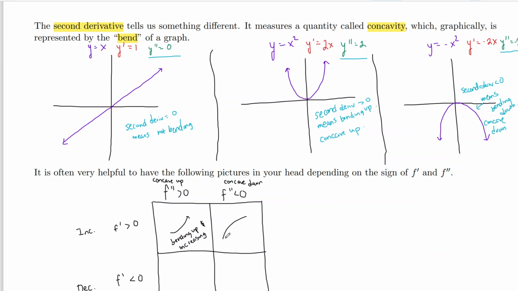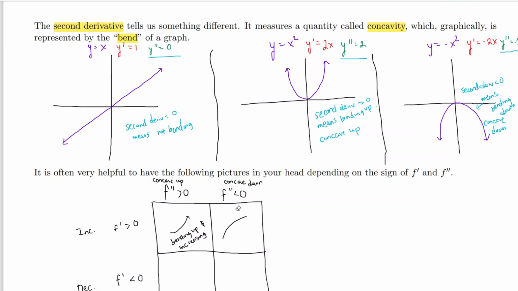Right, so it's increasing, it's going up. You should hopefully be very comfortable with what that's saying. It's going up. However, it's definitely bending down, because if we try to wrap our hand around this, like imagine putting your hand in this shape, your palm's gonna have to face down. It's not gonna face up.